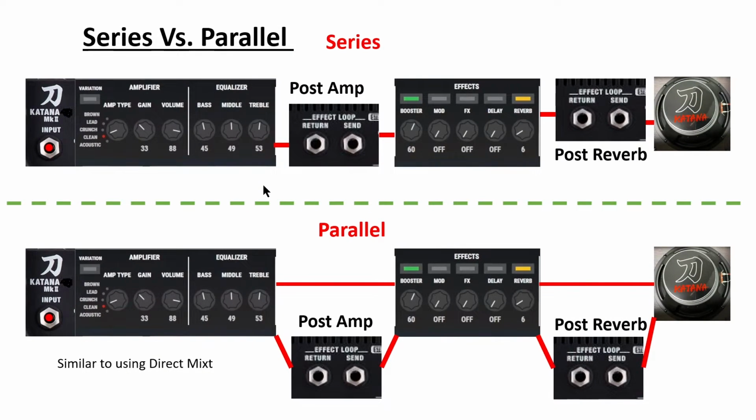Series versus parallel. In series, it sends your guitar signal straight through the amp and effects loop as one single signal. Now in parallel, it doubles that signal, as you can see with this line here, and it goes straight through just like series, and then it takes another signal and branches it off through the effects loop, through the pedals that you're using, and then back in and out. So basically you got kind of a dry signal and a wet signal. You can kind of think of it that way, but it really isn't.